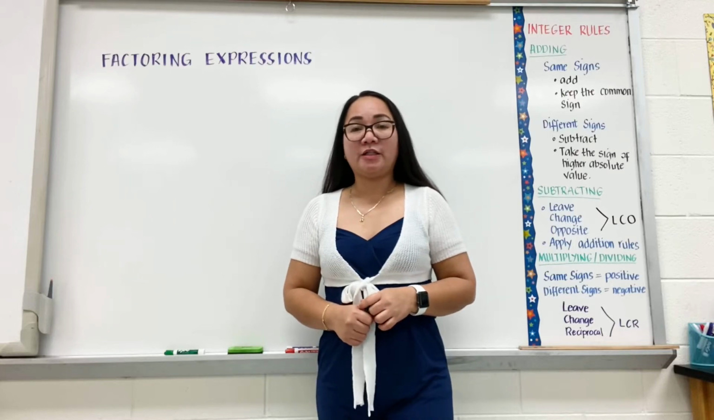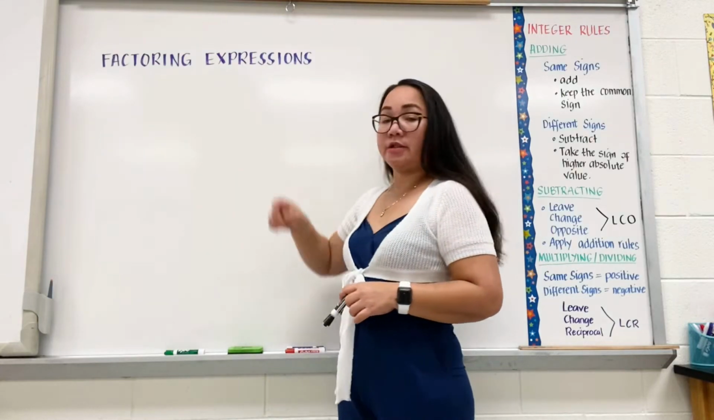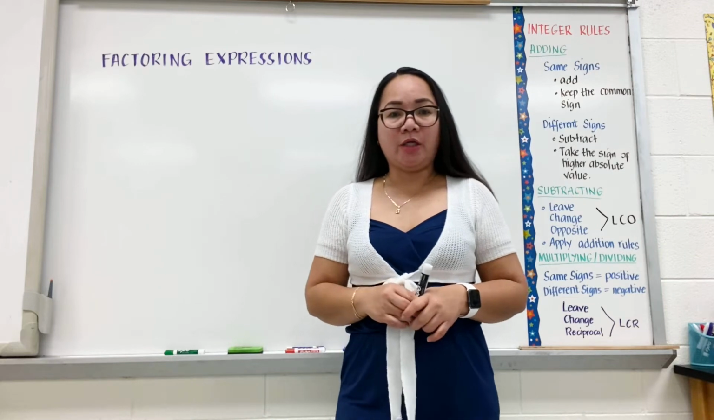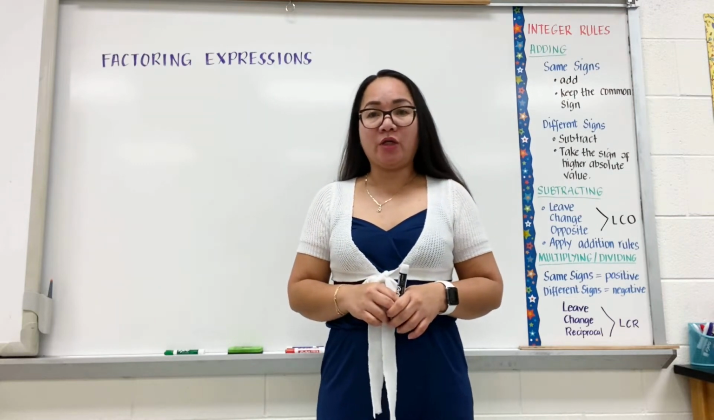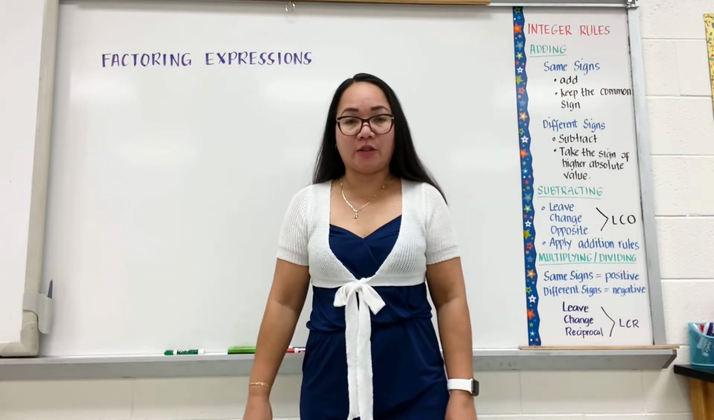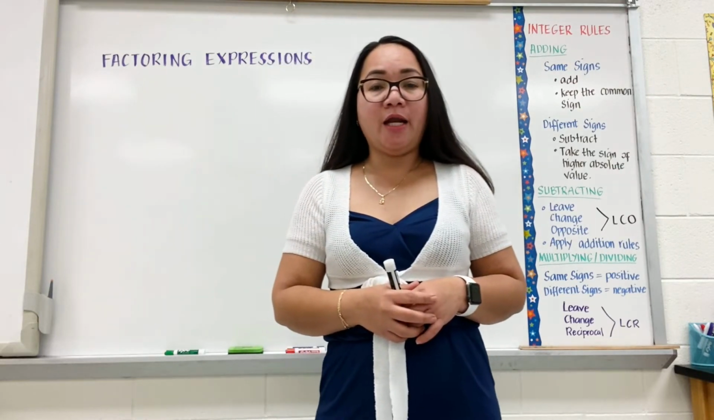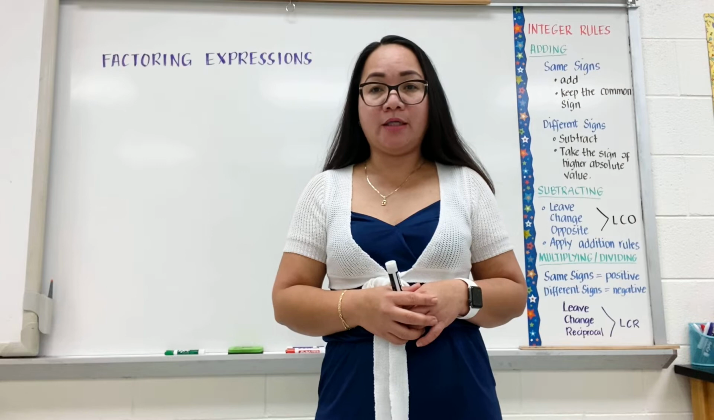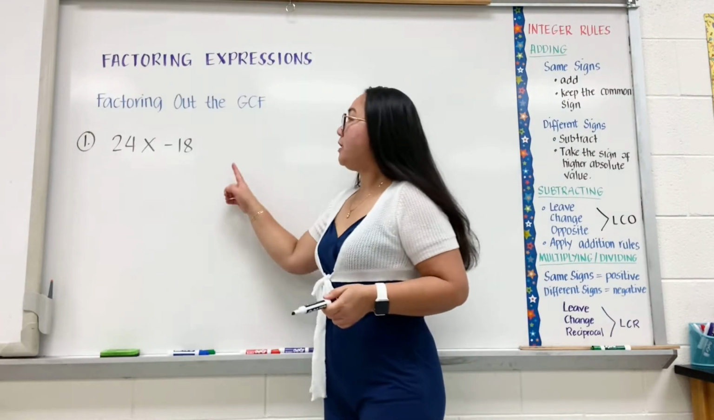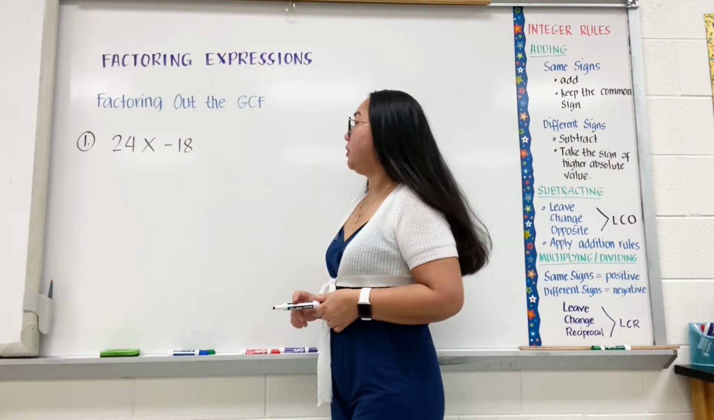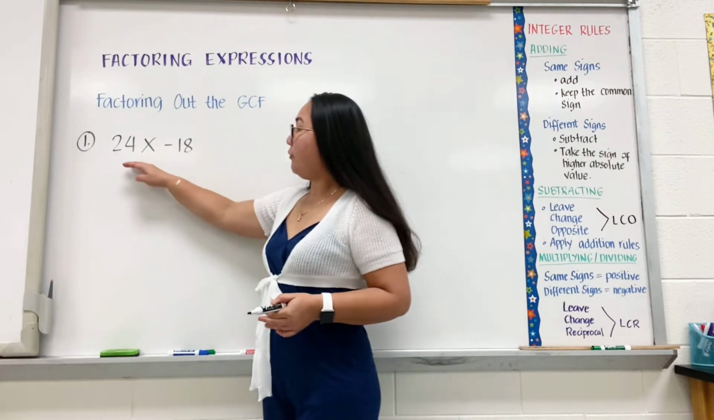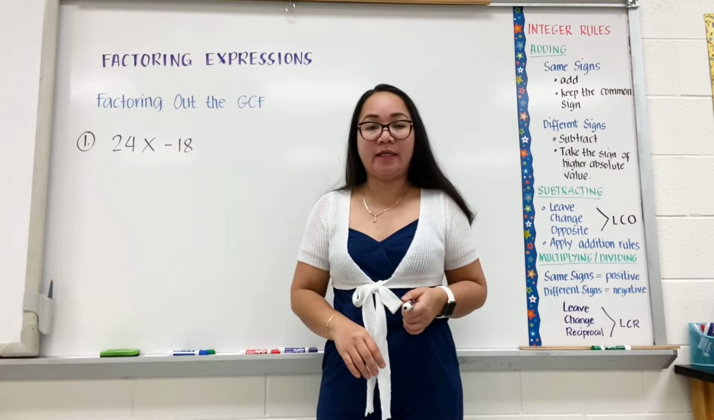Today's lesson is factoring expressions. So to factor the expression, you have to write the expression as the product of factors. You use the distributive property to factor any rational number from the expressions. In this example, we will factor out the GCF of 24x minus 18.